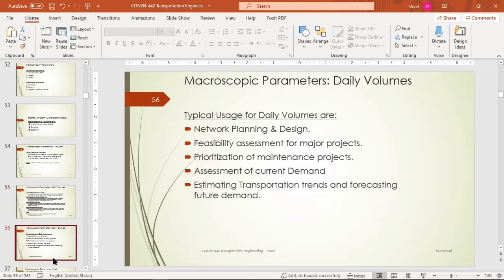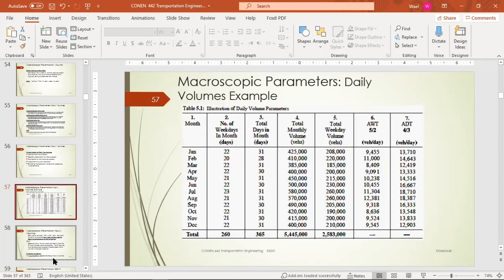How do we use the ADT and the AADT? A typical use for these values is basically for network planning and design, for feasibility assessment. If you want better utilization for maintenance, we use these values as guidelines or as a decision criteria. But we don't use it for design. These are examples for the average annual daily traffic volumes.